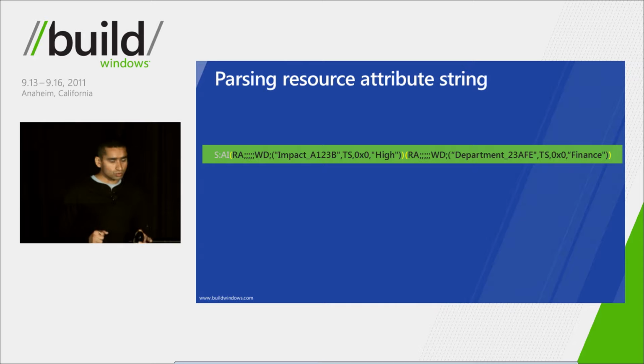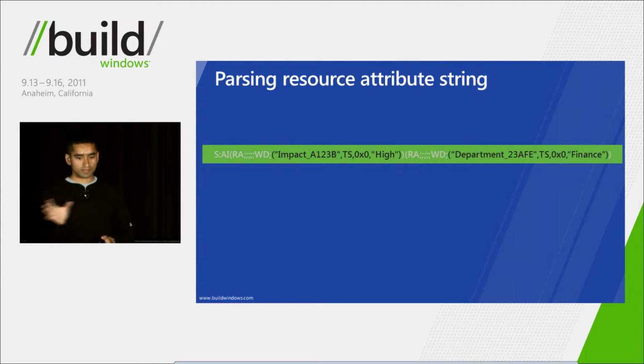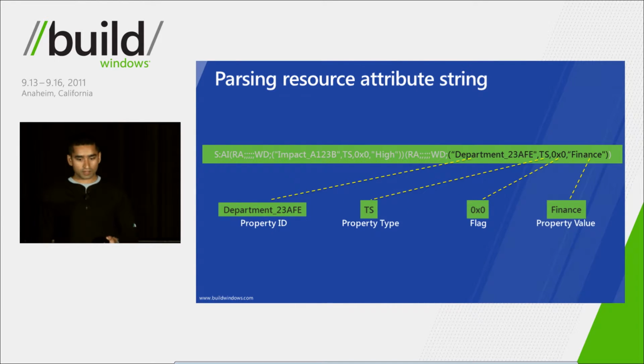Now, the next two, the strings beginning with RA, indicate that there are two resource attributes associated with this particular file. This is the data of interest here. These are the two resource properties. Now, let's take a closer look at one of them. The first part is the resource property identifier. You can use this identifier to look it up in AD and look at all the possible values for this particular resource property.